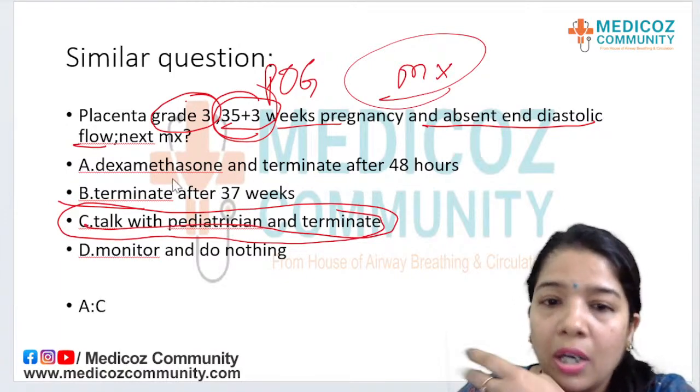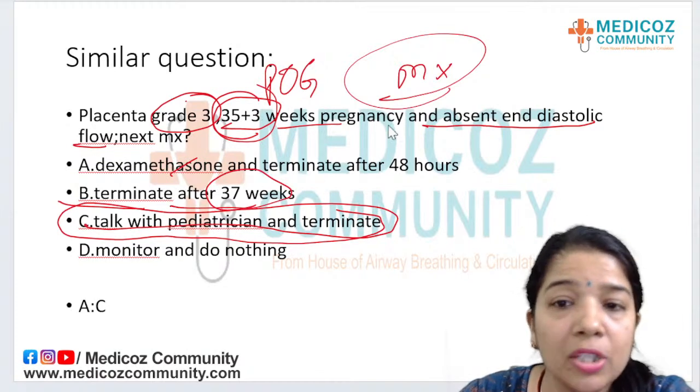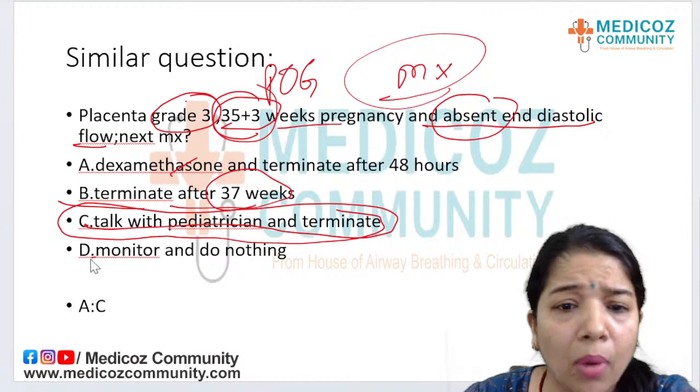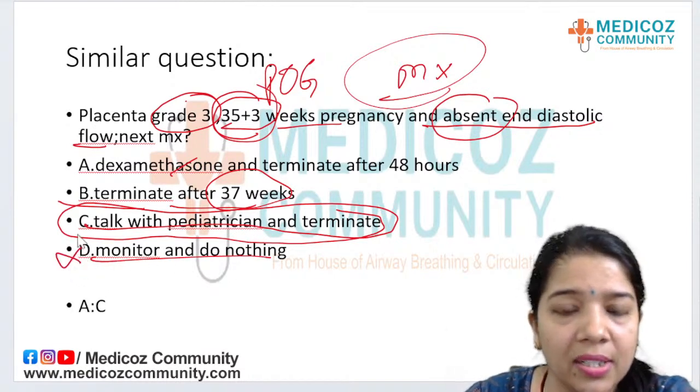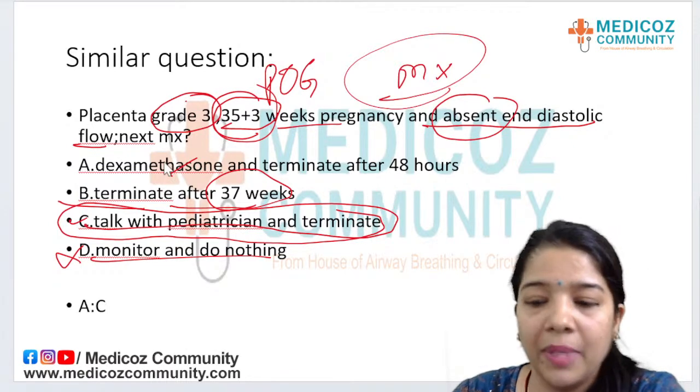You will not give dexamethasone because 34 weeks has been crossed. Terminate after 37 weeks? You will not wait because there is absent end diastolic flow after 34 weeks. Monitor and do nothing? Of course, this is also not the right answer. So you will talk with the pediatrician and you will terminate the pregnancy.